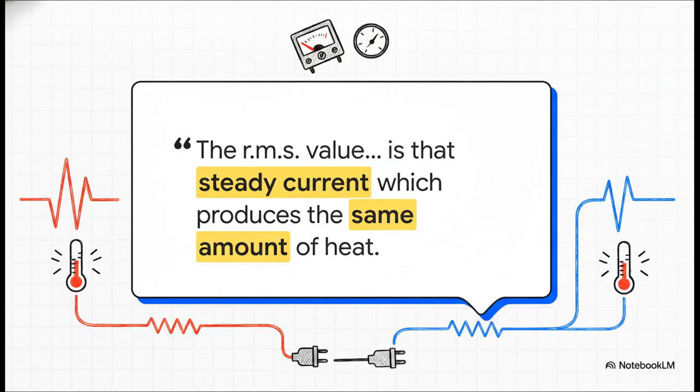The RMS value is the exact amount of alternating current you'd need to generate the exact same amount of heat in a resistor as a steady direct current would over that same time. It totally levels the playing field. When you look at an ammeter or a voltmeter in your house, it's actually recording this RMS value, so you know exactly what your appliances are getting.